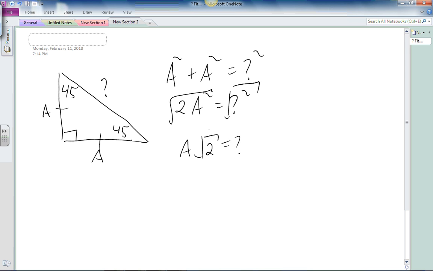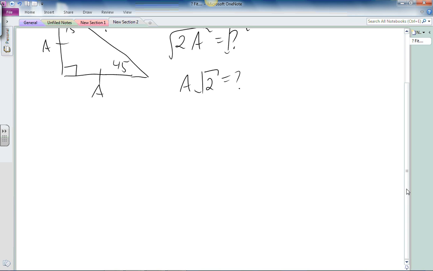So the point here is this. Given an isosceles right triangle, it has to be a 45, 45, 90. And when I have that sort of case, what I can say is that the hypotenuse is square root of 2 times longer than whatever the leg is. So let's look at an example or two.